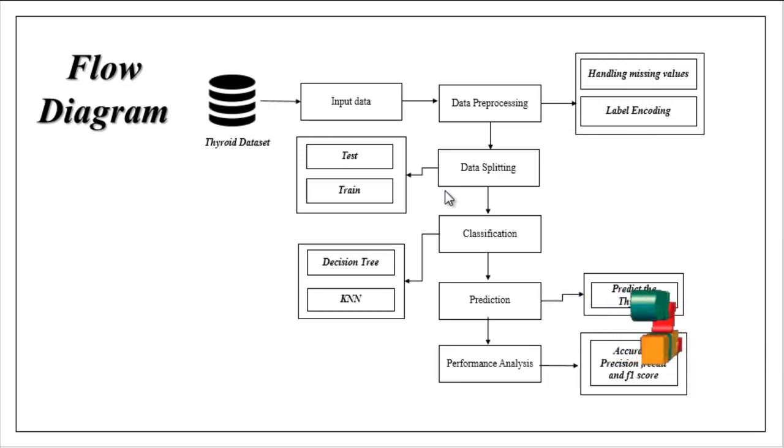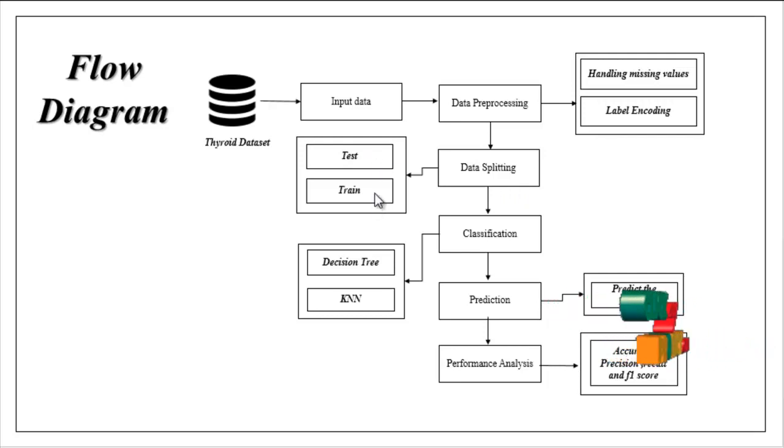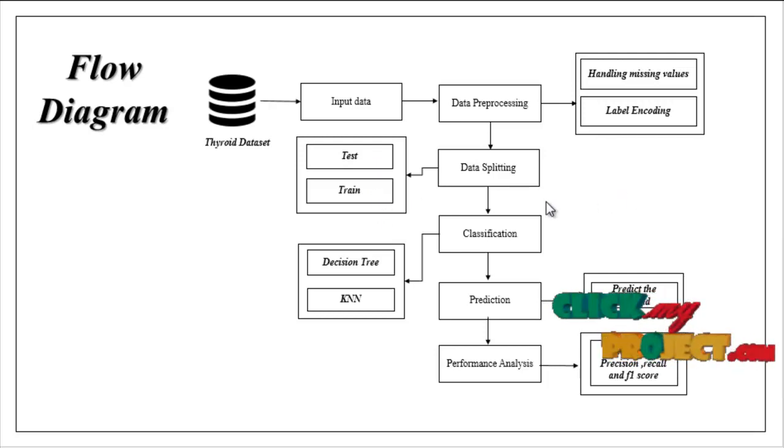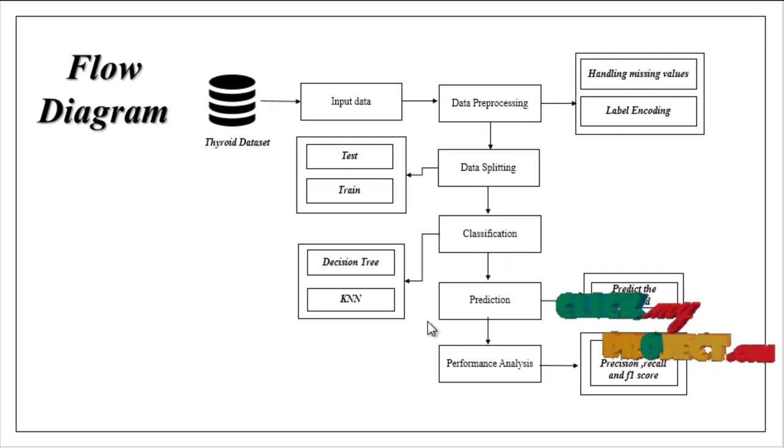So the pre-processed data are carried to the data splitting module. Here we split the whole data set into test and train. Test is used for prediction. Train is used for evaluation. After splitting the data, these data are carried to the classification module. Here we classify the whole data based on symptoms by using a decision tree algorithm and KNN. With the classified data, with the help of a machine learning algorithm, we predict the thyroid disease or not. If it is disease, it is early stage or critical. Then finally we estimate some performance analysis like accuracy, precision, recall and F1 score. So this is the flow of our project.